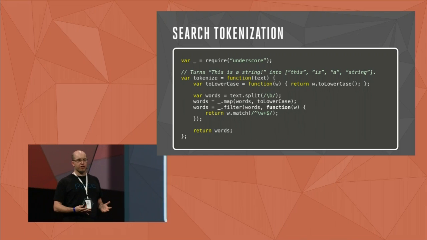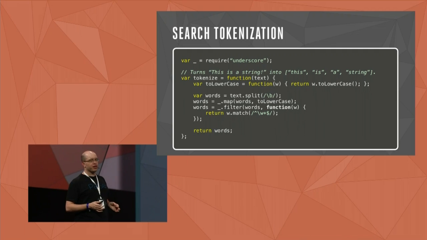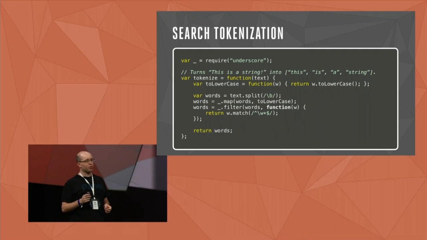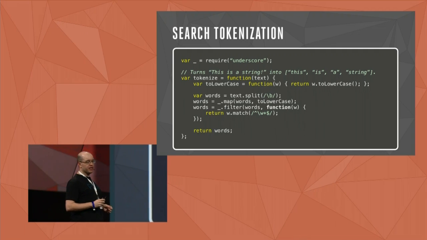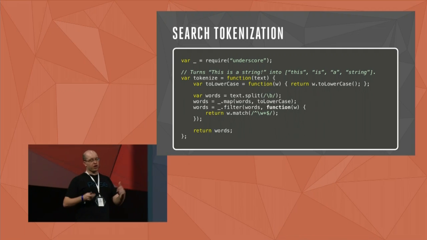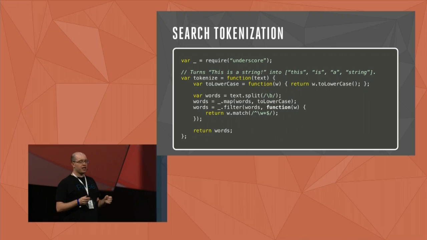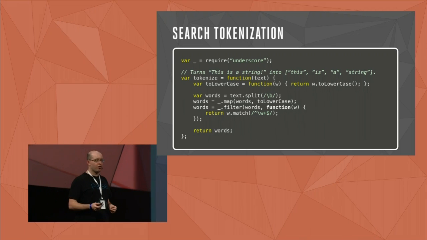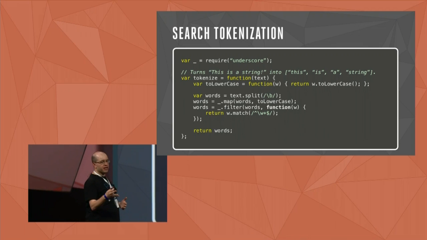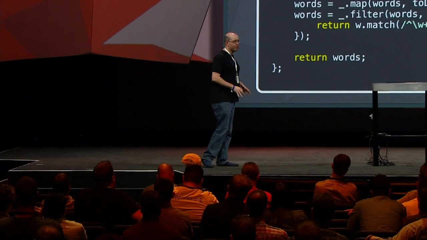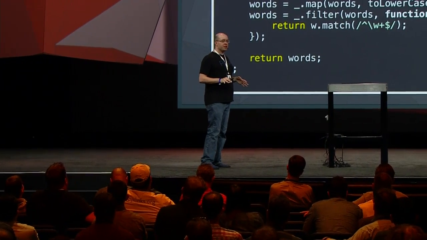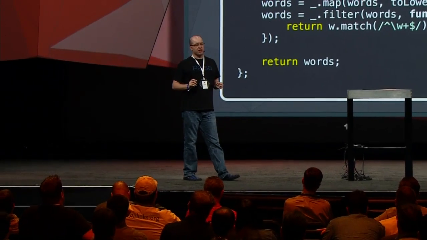So in this case, it's using the underscore library. I highly recommend learning underscore if you're writing any amount of JavaScript. It makes things way easier. And this function takes text, lowercases it, splits it apart on word boundaries, and then removes anything that only has punctuation in it. So what this does, like the comment says, is take a string like "this is a string with capitalization and punctuation" and return an array that just has the normalized words in that string in it. OK, so this is just a helper function, but it makes the next two steps a lot easier.